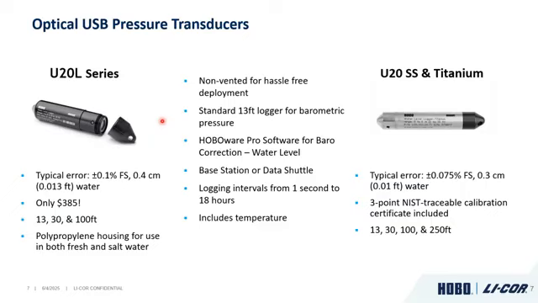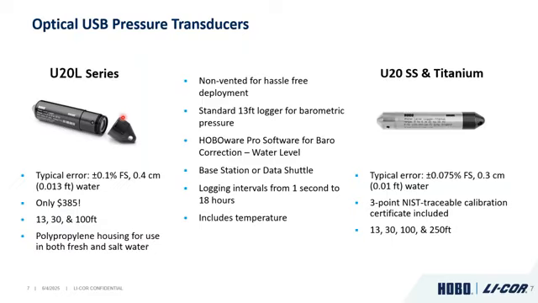So I'll start by talking about some of the oldest ones in our line, which is the optical USB pressure transducers. We have two different options in our line. We have the U20L series loggers, and then we have the U20 on the right, which comes in stainless and titanium options. Both of these are standalone pressure transducers that would be deployed and give you an absolute pressure reading. We utilize a non-vented style pressure transducer, and that's really for being maintenance free and hassle free deployment.